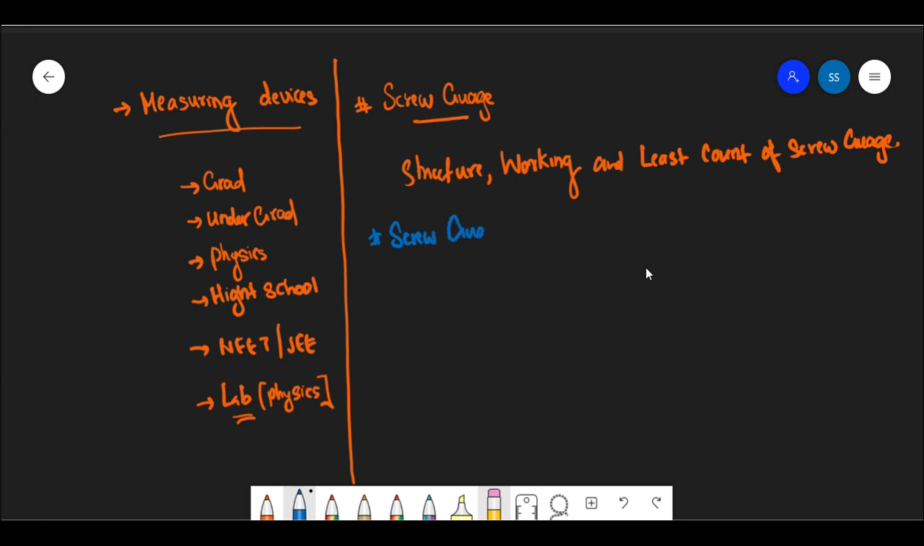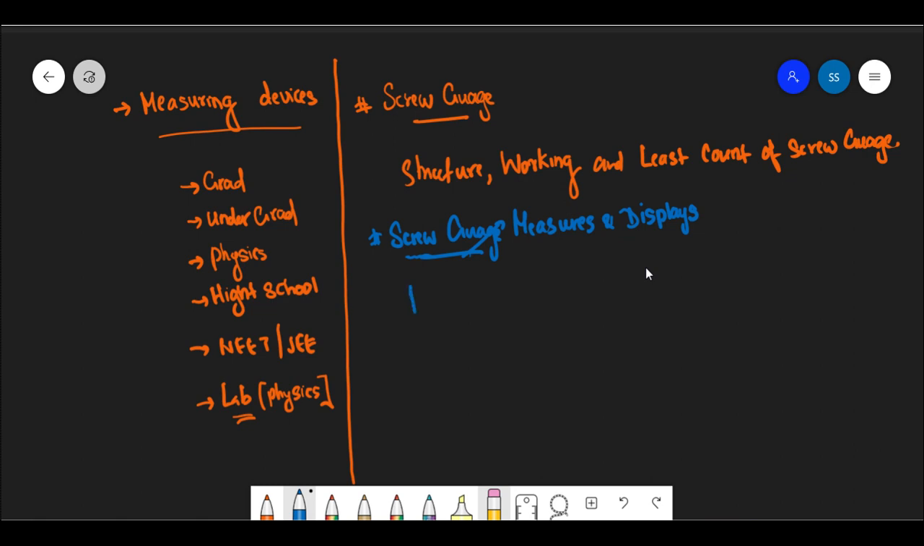So a screw gauge is basically, screw, obviously something that is a twisted thing. It moves. And a gauge is a device which measures as well as displays. Those devices we can call a gauge, right? So a screw gauge is something like that.